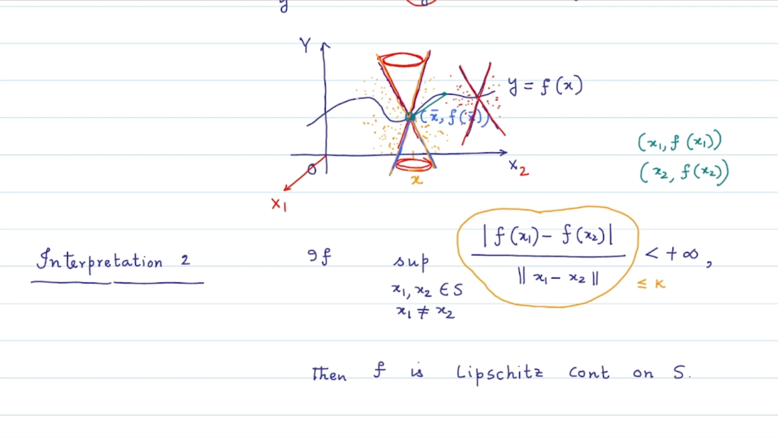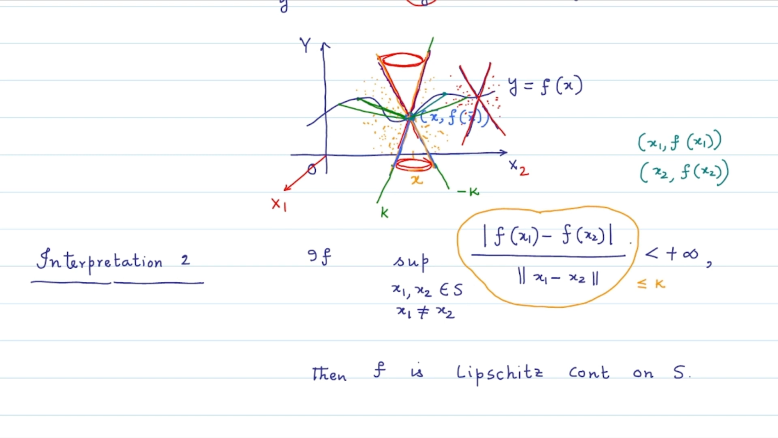In fact, we see that if you consider any second line on the graph of the function y equals f(x), say this second line or this second line or whatsoever second line you consider, all these second lines have slope in between the slope of this line, which is k, and the slope of this line, which is equal to minus k. So the slope of any secant line on the graph of a Lipschitz function lies in between minus k and k. This is for a function of one variable.